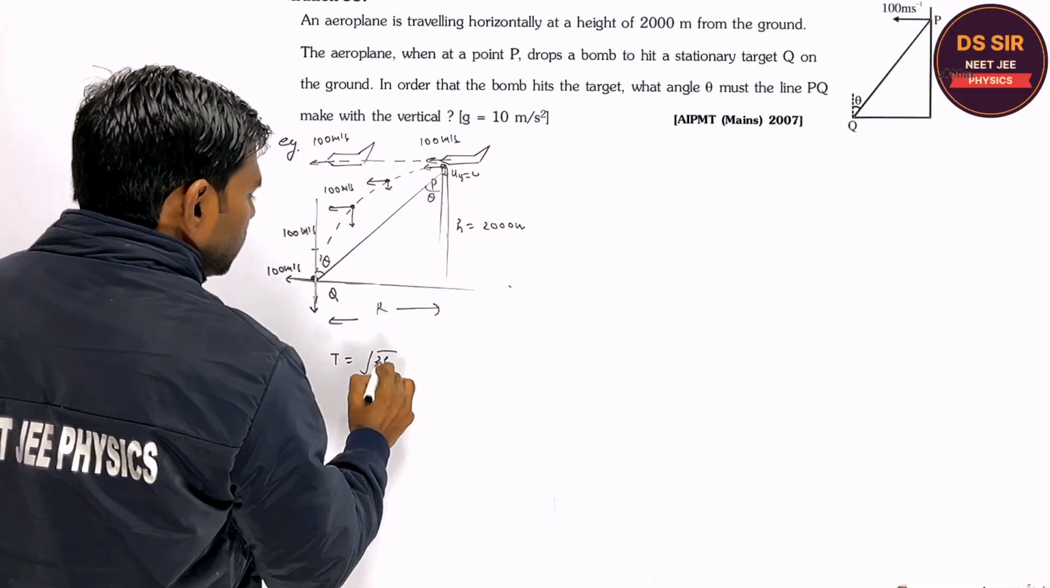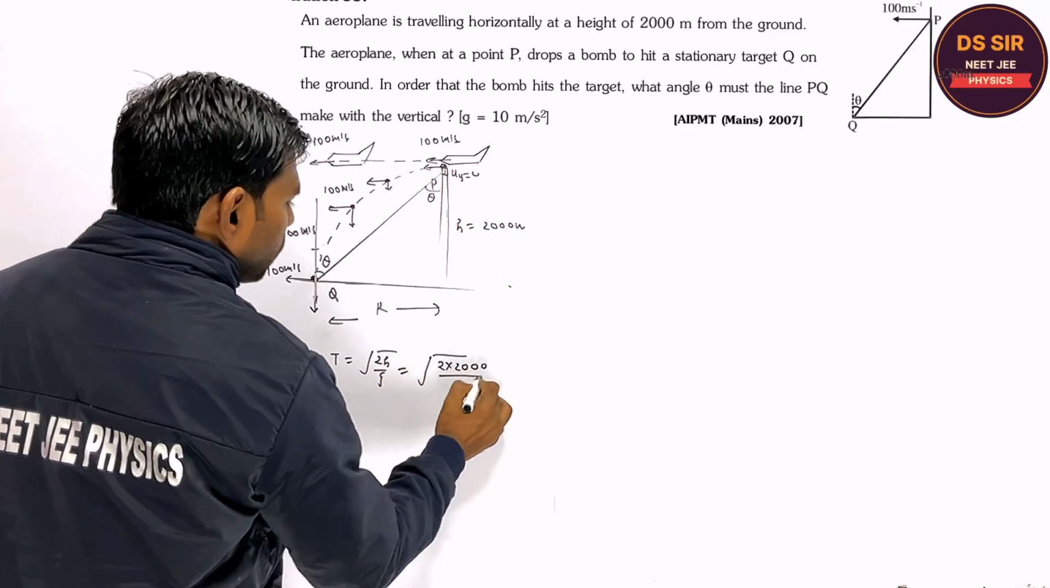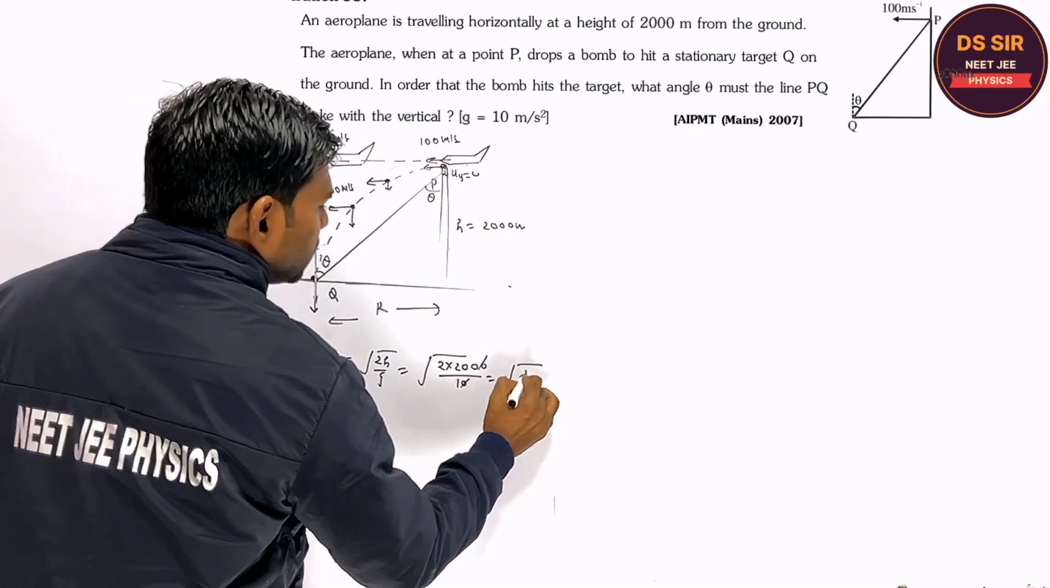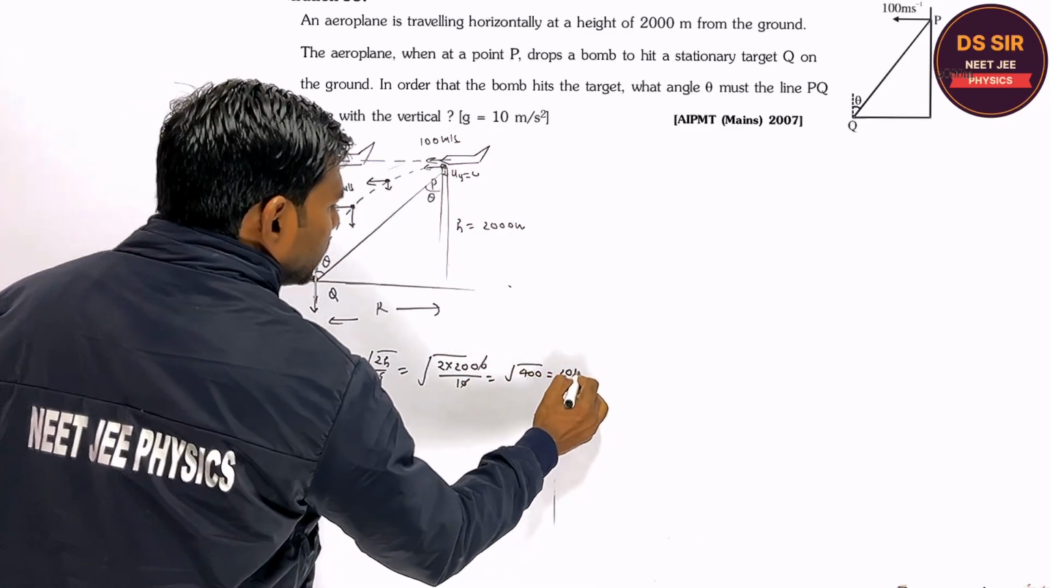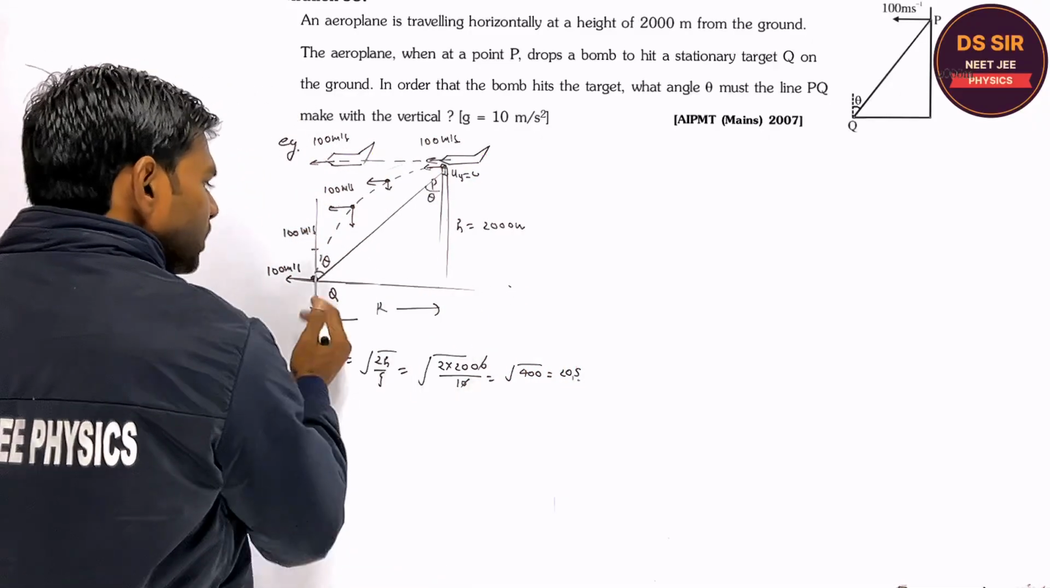What is the time of flight? Root 2h upon g. What is the h? Say 2000. What is the g? It is 10. So it is 400. It is 20 seconds. Fine. So the total time is 20 seconds. And what is the range?